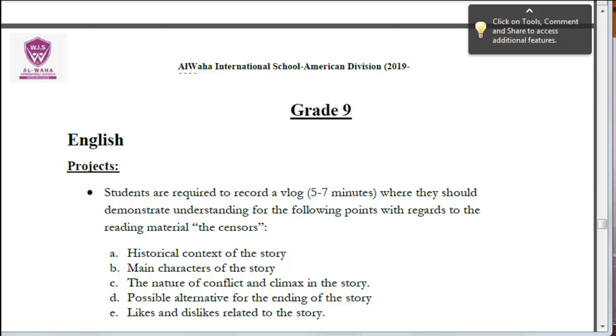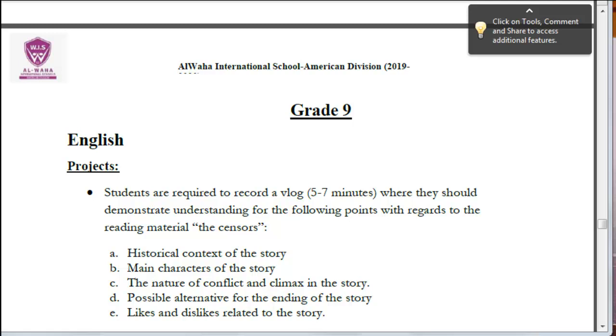It was a text they had taken, called Sensors. So in their video, they have to elaborate or explore the following: the historical context of the story, the main characters of the story, the nature of conflict. So, for sure, every story has a conflict. The nature of conflict and the climax in the story, the rising point of the plot or of the problem. Possible alternative for the ending of the story.